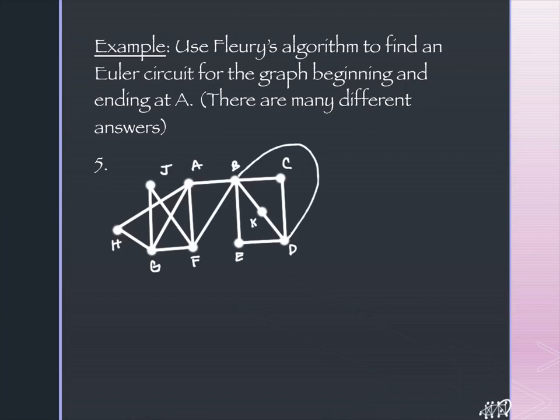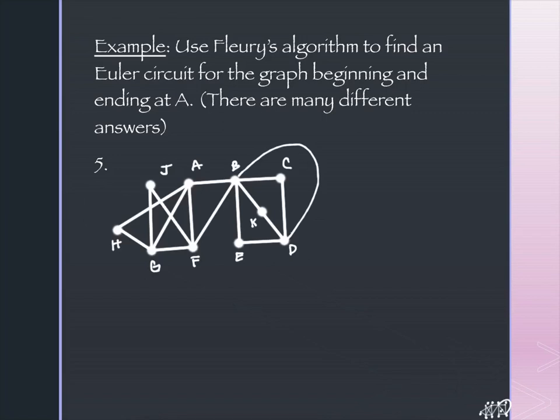The directions say we're going to use Fleury's algorithm to find an Euler circuit for the graph, and it's going to begin and end at A. Okay, so they tell us where to start. That's the only condition. The lack of other conditions means that there's going to be many different answers. Now, I'd like us to all do it together so that we can process through it and make sure that you're making sense of what we're doing, but we get a lot of flexibility.